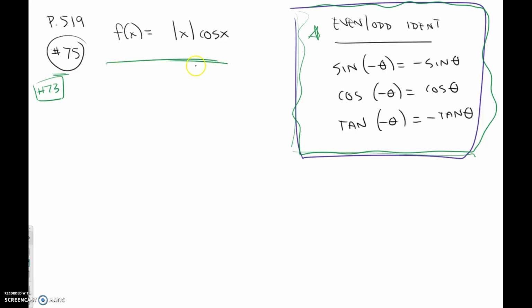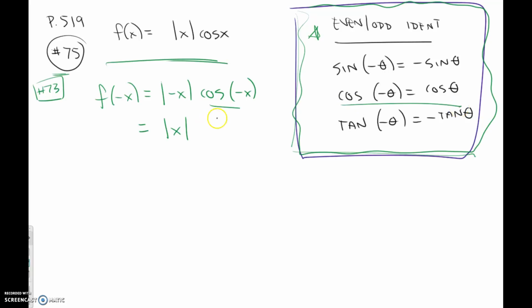To test for even or odd, you just substitute in a negative x and see what you get. So every place I see an x, I'm going to substitute a negative x. Now, when you take the absolute value of a negative x, that's equivalent to the absolute value of x. And because cosine is an even function, basically the cosine of negative theta is just cosine theta, so this is cosine x. And as you can see, this is exactly the same as my original function. Therefore, this would be an even function. That's really it.